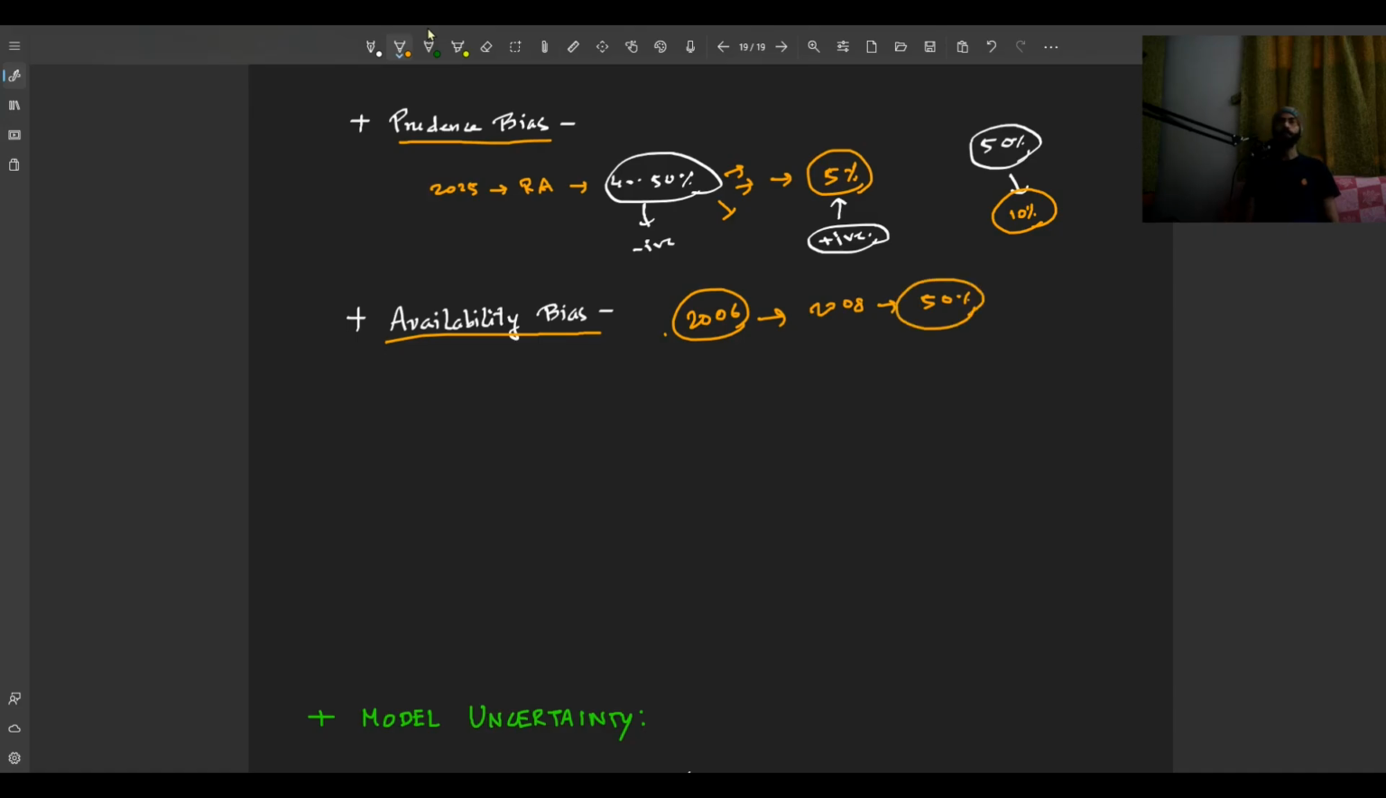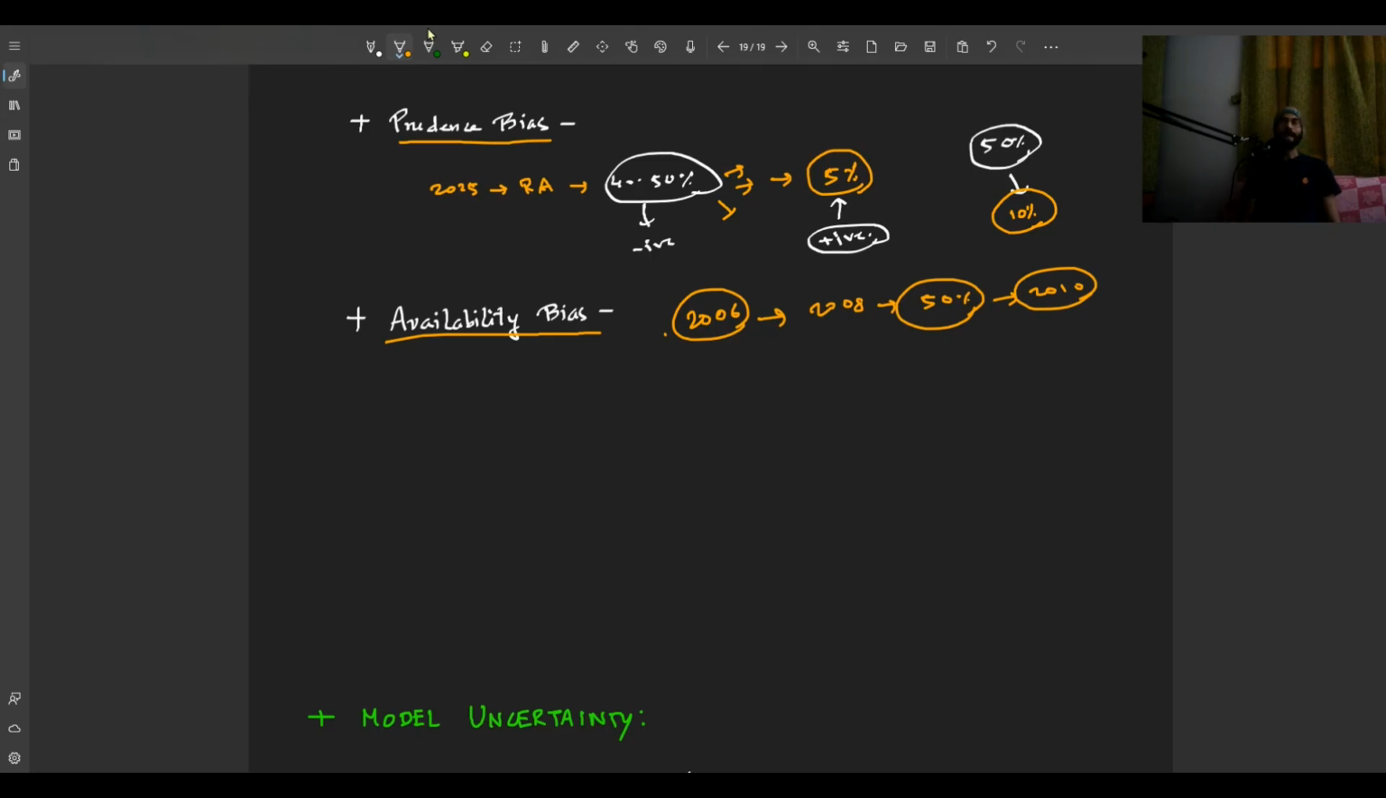Your portfolio went down 50%. So in 2 years, your portfolio went down 50%. And the previous highs of 2006 were reached in 2010, let's say. In 2010, the previous highs were reached. Now, you have a very different idea of the stock markets.